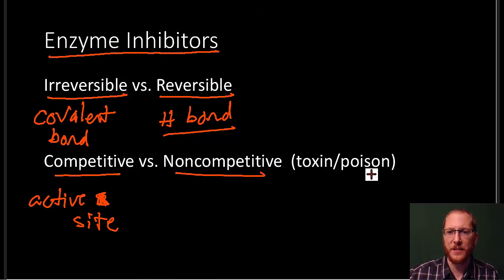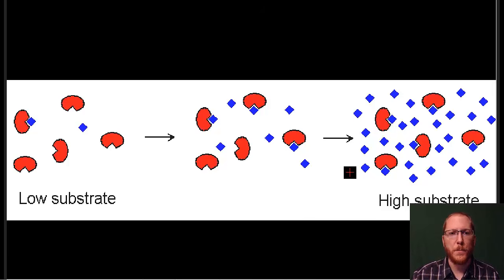And this is how many toxins and poisons work, is they will bind non-competitively and shut down enzymes, and ultimately that is what can lead to your death. And so this is showing just some of the ways we can mess with enzymes.